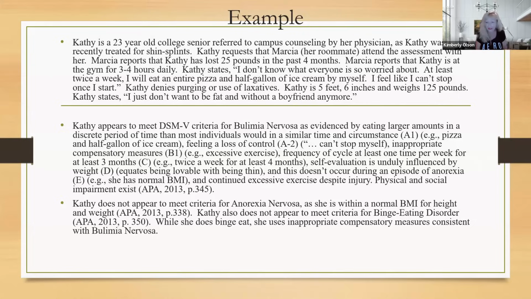And guys, don't forget that there's eating disorder specified and unspecified. Okay. Because we don't want to not treat somebody because they don't quite meet the criteria yet. We want to get on that right away. But that's where our specified and unspecified diagnosis comes in. Kathy also does not appear to meet criteria for binge eating disorder. While she does binge eat, she uses inappropriate compensatory measures consistent with bulimia. So if you were taking a test, you would know that she can't be anorexic because she's normal weight, and that she can't have binge eating disorder because she uses purging or inappropriate compensatory measures.